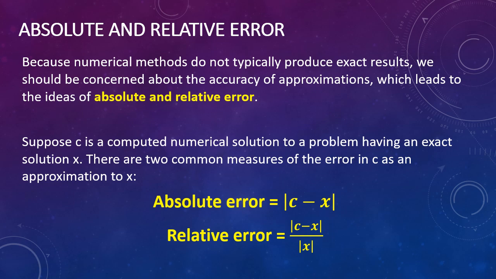There are two common measures of the error in C as an approximation to x. The absolute error is just the absolute value of the difference between them. And the relative error is the absolute value of the difference between them divided by the exact value x. The relative error is really important, and this is what we miss in a lot of news media, and we'll look at that in just a second with our next example.